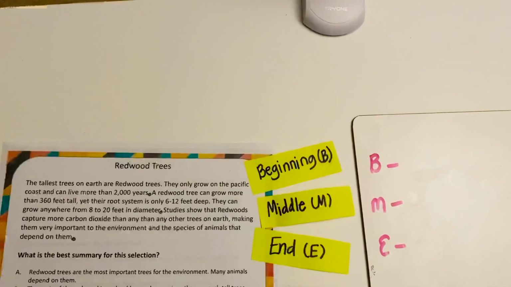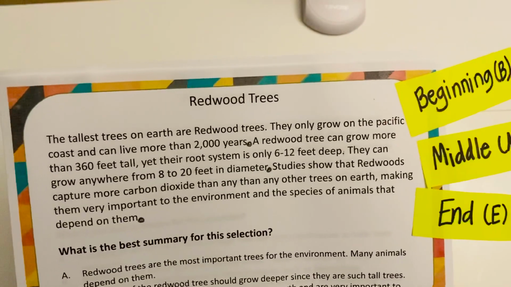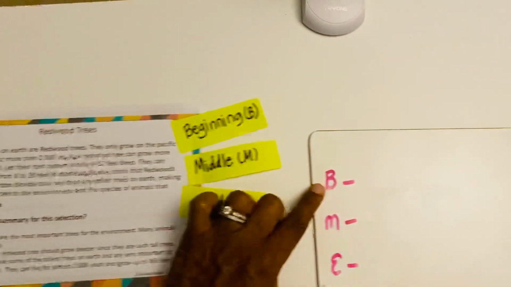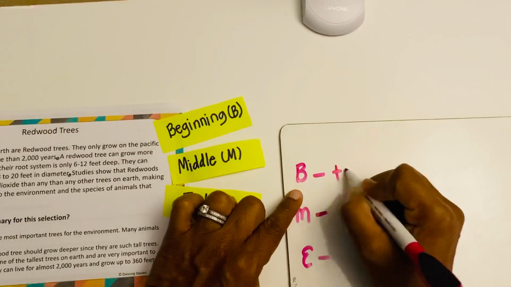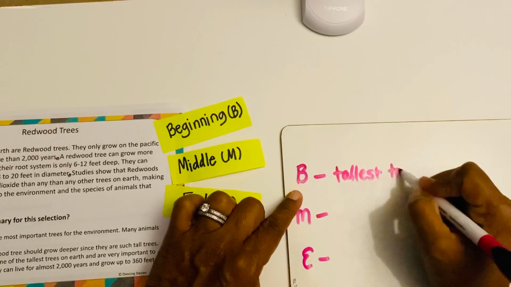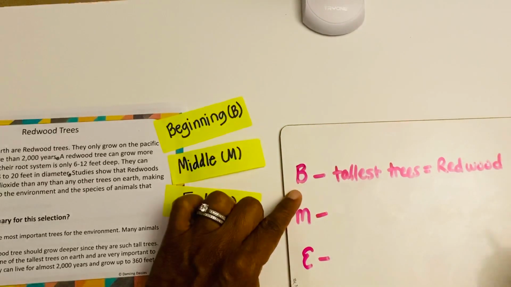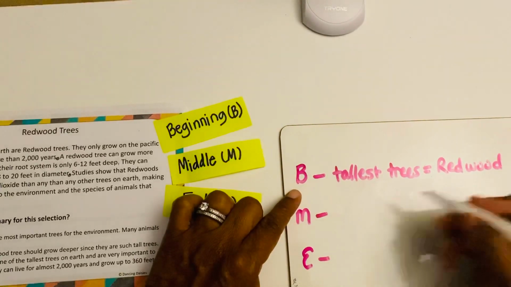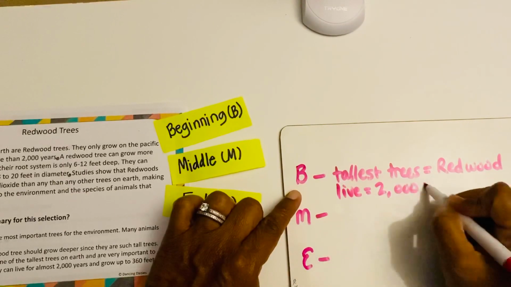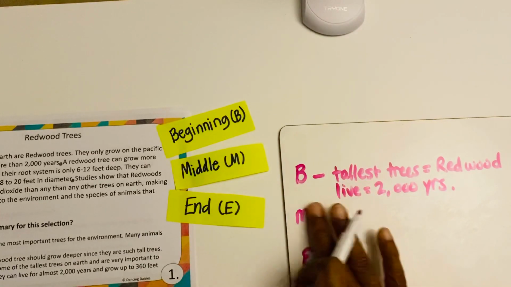The tallest trees on Earth are redwood trees. They only grow on the Pacific coast and can live more than 2,000 years. Okay, so the beginning, I feel like tallest trees equals redwood. And they live a long time, live for 2,000 years. Okay, now I did not write in complete sentences yet.